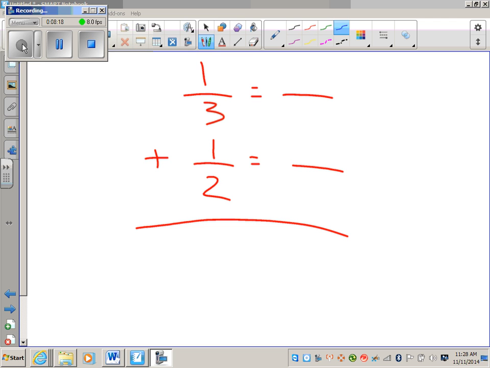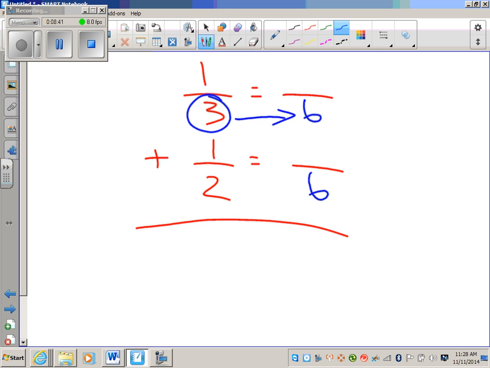Remember that whole long time ago when we made equivalent fractions? We said we can make them the same thing if we use multiplication, right? So I'm going to look at the 3, and I'm going to count by 3s and see what's the next one that's shared by 2. So if I count by 2s, what do I get? It's 6, right? 3, 6. So I have to convert them both to sixths.